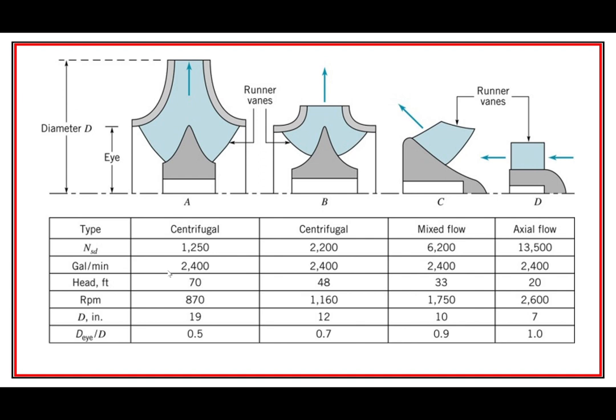I think this is just more information here, or, no pun intended, more specifics here about the specific speed and gallons per minute. Now, I guess this is all for the same gallons per minute. You can see the typical head that you could anticipate for that, the different operating range for the RPM, the diameter of the impeller, and also what they're calling the eye, which is the diameter of the inlet.